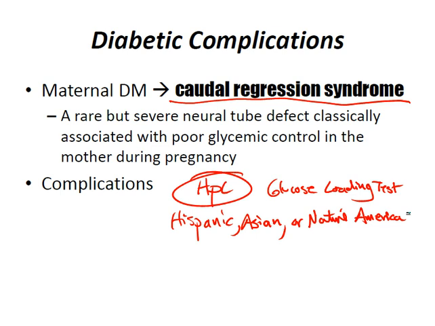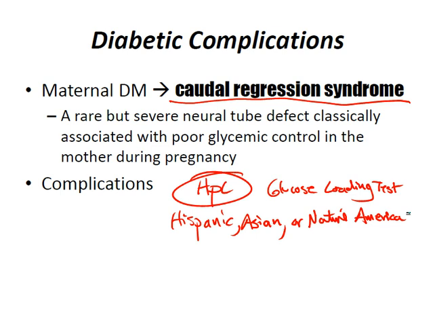Also, Native American descendant, advanced maternal age, obesity, prior fetal macrosomia, and a family history of type 2 diabetes can increase risk. Greater than one-third of women with gestational diabetes will develop type 2 diabetes within 10 years of delivery. Greater than one-third.